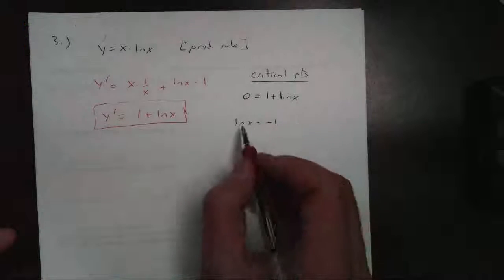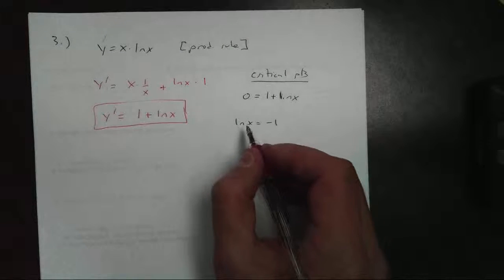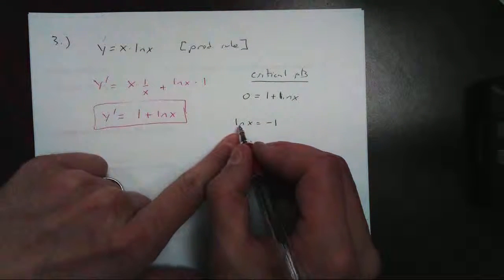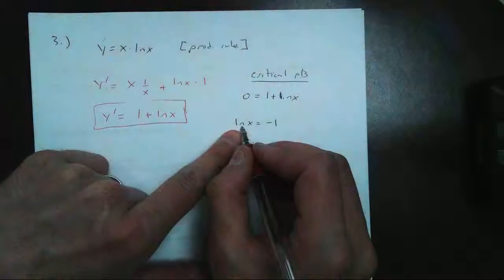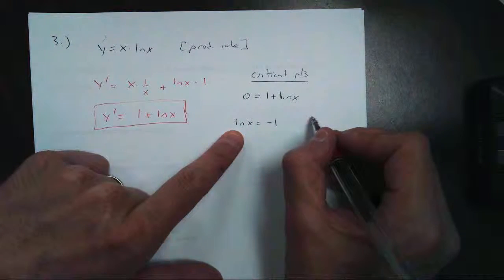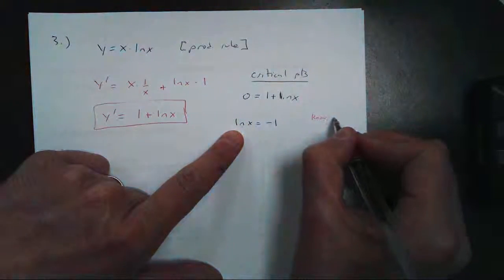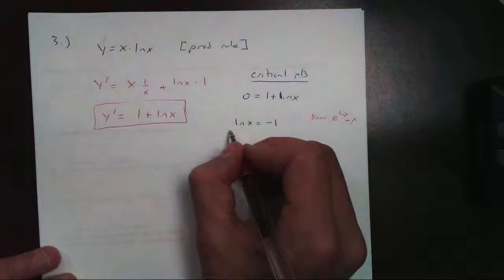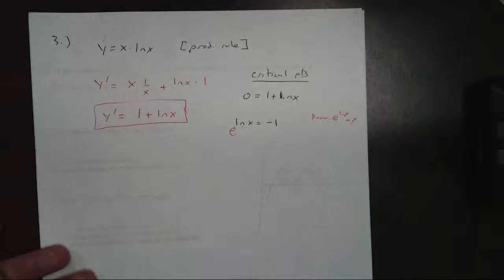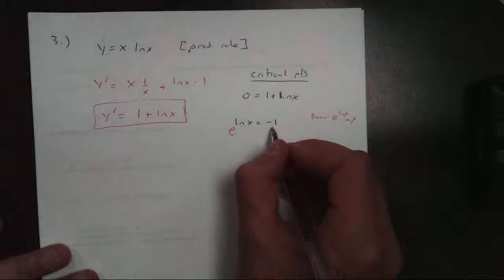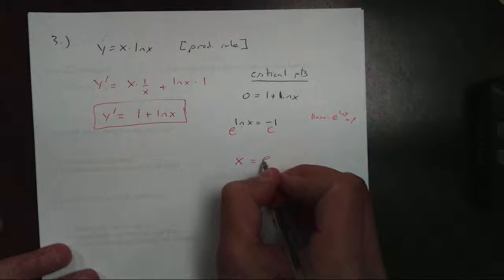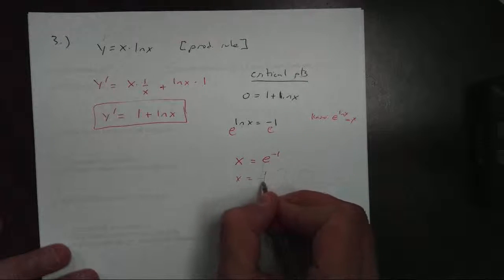Now, in order to solve this one, we have the inverse property, but I like to use a trick called exponentiation. It's a cool verb to learn. Basically how it works is this. If I want to undo a natural log, I have to write this as an exponent because we know that e to the natural log of x is x. So I'm going to exponentiate the left side, and in doing so, I have to do the same to the right side. And we get x equals e to the -1, or 1 over e.